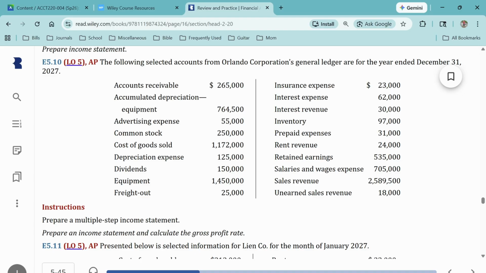Equipment, it's on the balance sheet, it's an asset. Inventory is an asset on the balance sheet, current asset. Prepaids, even though it says prepaid expenses, those are assets. Prepaid rent. That $31,000 is the sum of the balance in prepaid rent, prepaid insurance, and prepaid advertising at this moment in time. That's what that $31,000 is. Not on the income statement because it's not an expense or a revenue. Retained earnings is on the balance sheet, and then unearned sales revenue is a liability. It's on the balance sheet, right? So you could get thrown off with this question by not knowing where to classify things. But you need to know where to classify things.